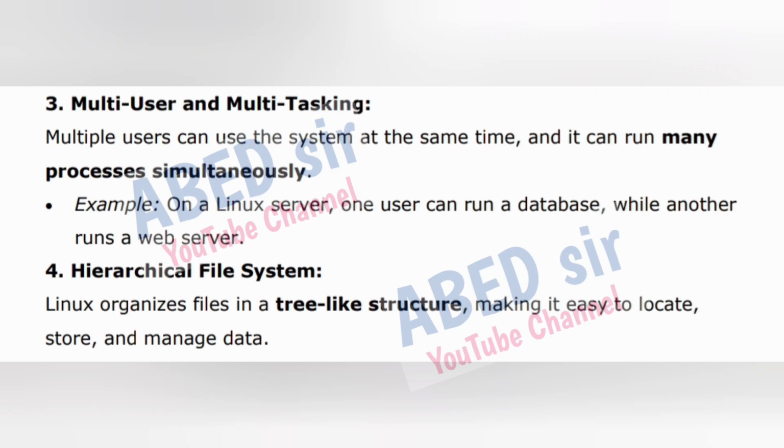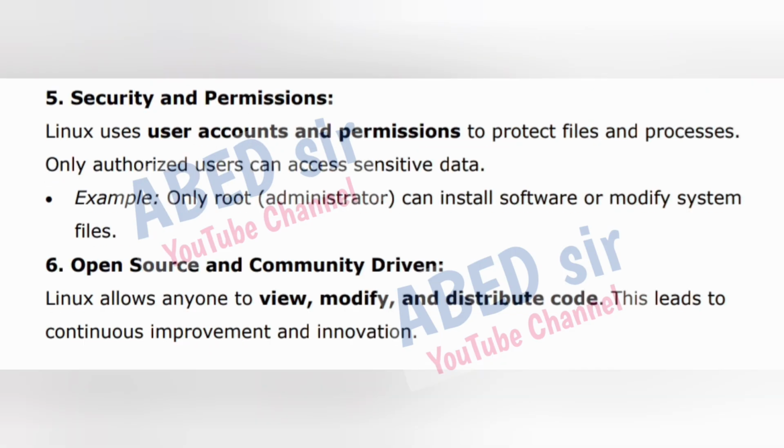4. Hierarchical file system. Linux organizes files in a tree-like structure, making it easy to locate, store, and manage data. 5. Security and permissions. Linux uses user accounts and permissions to protect files and processes. Only authorized users can access sensitive data. Example: only root, the administrator, can install software or modify system files.